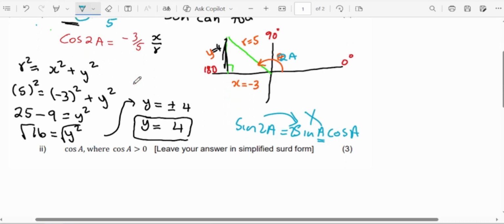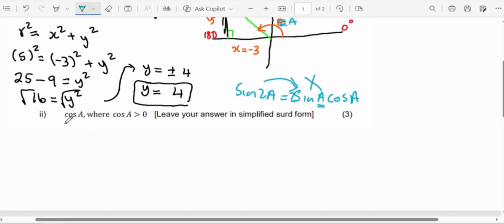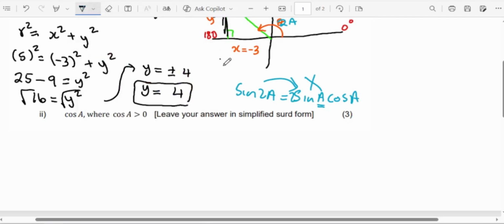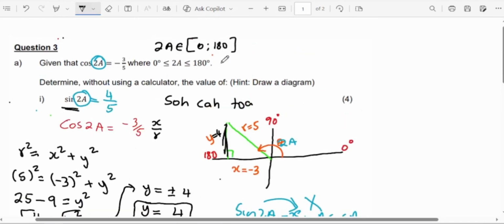The next question says we need to find, you see now, this is cos A, where cos A is greater than 0. Leave your answer in simplified surd form. What I'm going to do, look at this. I know that if I have the cos A, and I need to find this using that, I know that if I use the cos 2A, remember what we did last time?